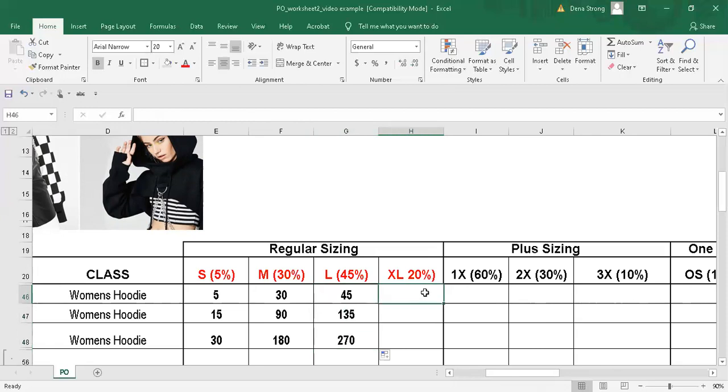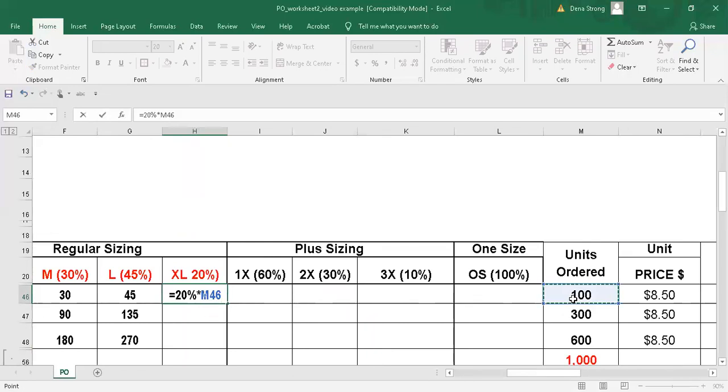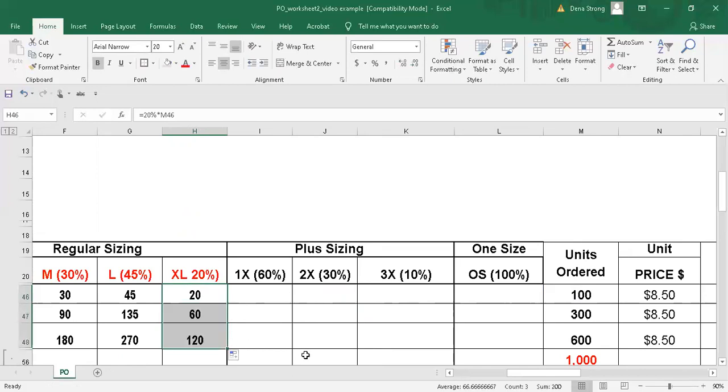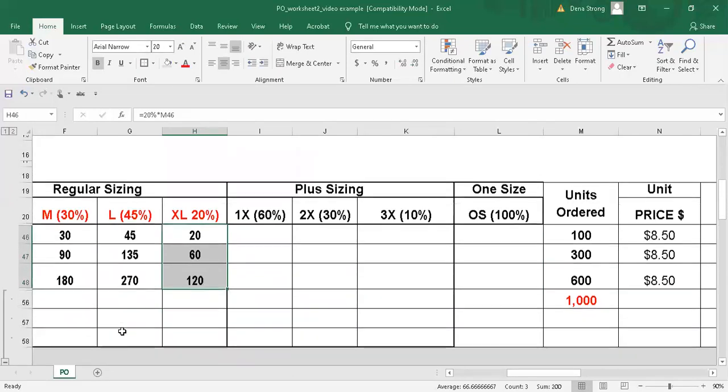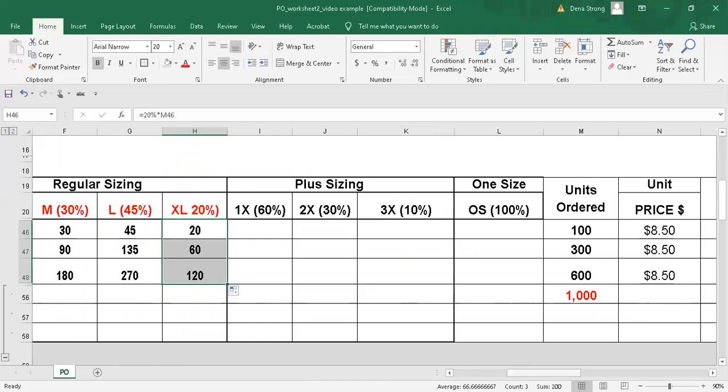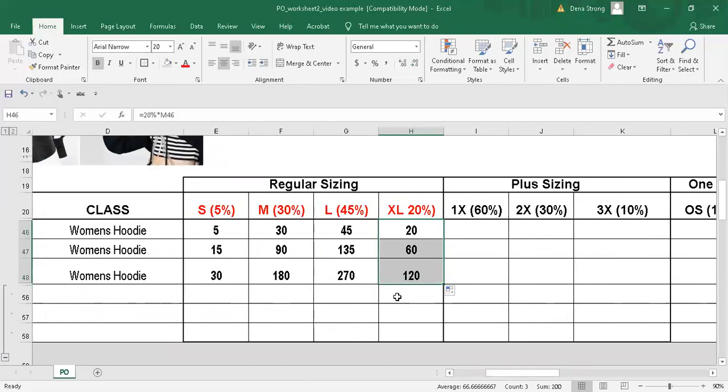All right, so let's do the final one, which is extra large, equals 20% times, again, let's start with the black and white, 100 units. So 20 of those will be in a size extra large, and then let's populate. 60 will be a size extra large in red, and 120 will be in a size extra large and black. All right, so we have our units allocated. So this will tell the vendor exactly how to fill our order, exactly the sizes we need in each color that we ordered.